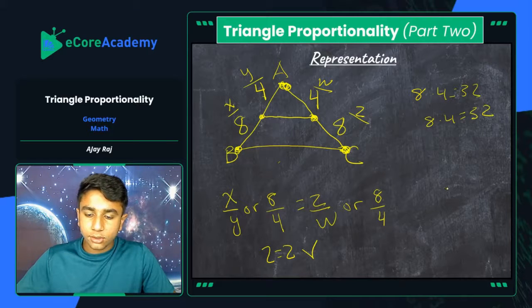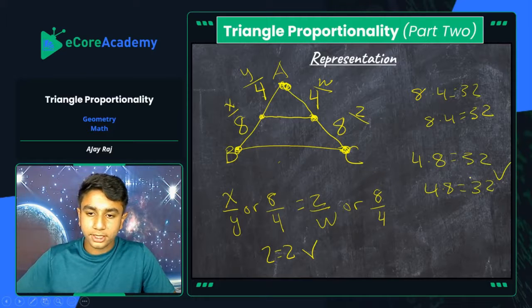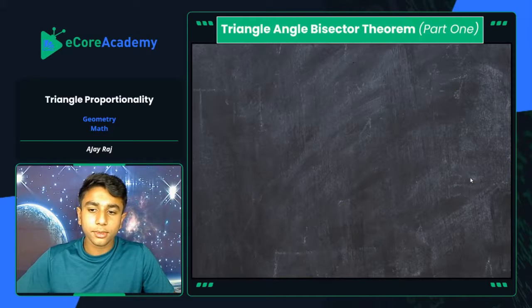And finally, you could always multiply between two values on each side, meaning you can do 4 times 8. You always do 4 times 8 equals 32, and 4 times 8 equals 32. And those are always equivalent. So those are the three formats of the triangle proportionality theorem.